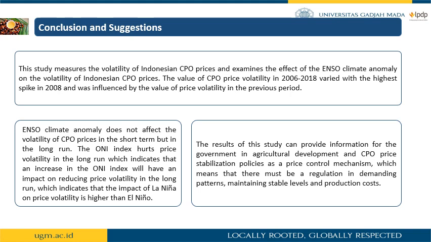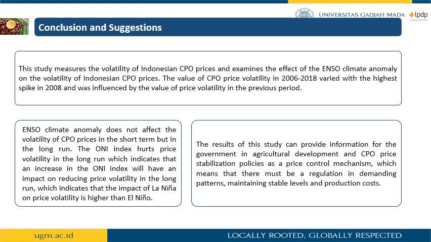Conclusion and suggestions. The study measures the volatility of Indonesian CPO prices and examines the effects of the ENSO climate anomaly on the volatility of Indonesian CPO prices. The value of CPO price volatility in 2006 to 2018 varied, with the highest spike in 2008, and was influenced by the value of price volatility in the previous period. And so climate anomaly doesn't affect the volatility of CPO prices in the short term, but does in the long run.